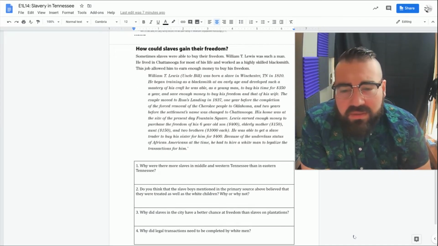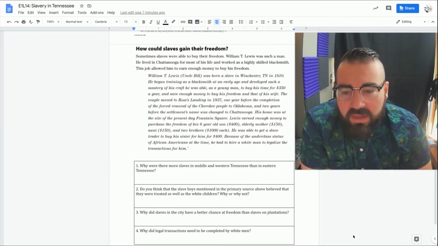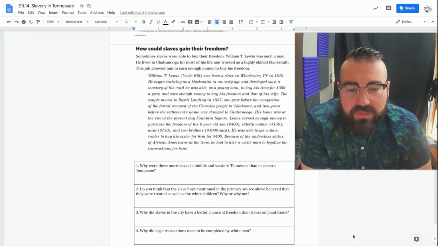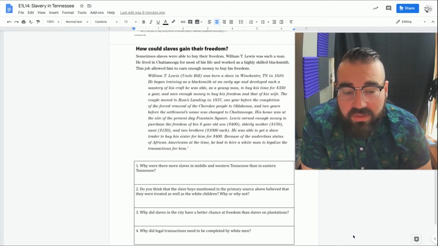All right, how could slaves gain their freedom? Sometimes slaves were able to buy their freedom. William T. Lewis was such a man. He lived in Chattanooga for most of his life and worked as a highly skilled blacksmith. This job allowed him to earn enough money to buy his freedom. Important to think about this because this is related to one of our questions again.